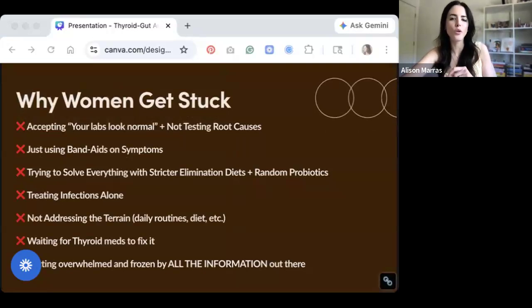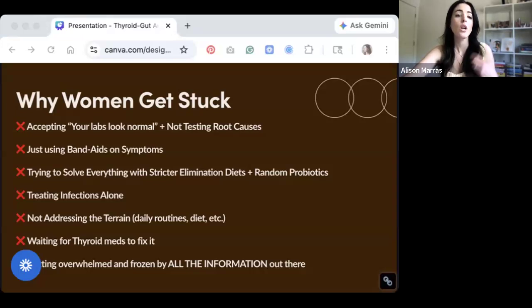We also know the pitfalls on why women are getting stuck. And we've been there ourselves, by the way. So, number one, accepting your labs look normal. Doctors say it's normal, and then you're not testing your root causes. Of course they look normal when no one is testing for these things, when conventional medicine doesn't look to optimize or properly support chronic illness. Western medicine is great for a lot of things, not chronic illness.